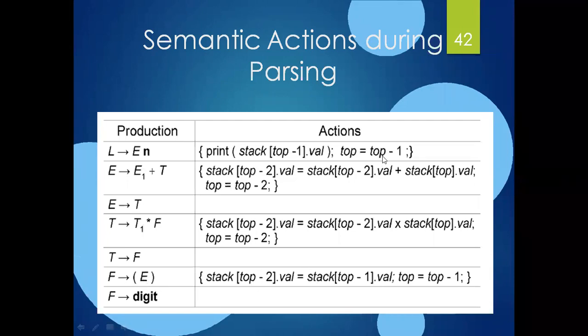Already E is in the position of top minus 1. Right. And F is in the position of top minus 2 here, because this top is assigned to an F. So this is top and this is top minus 2. So stack of top minus 2 is equal to stack of top minus 1. Right. This is the way of writing or performing the semantic actions by implementing with the stack.